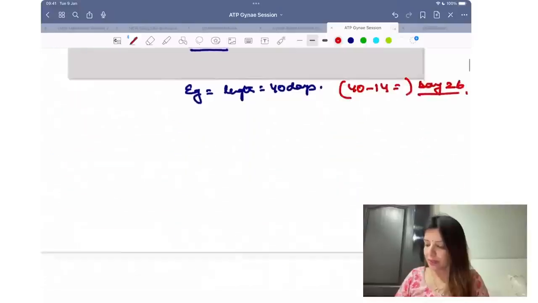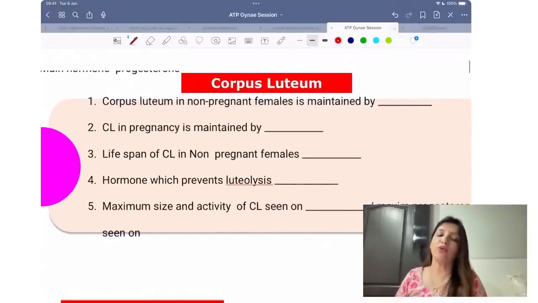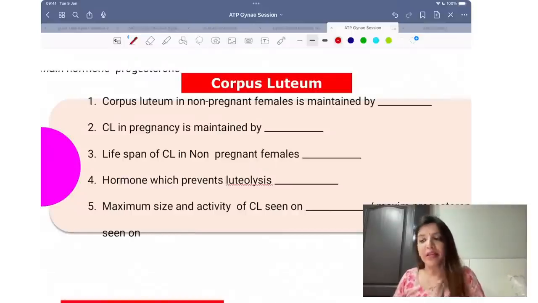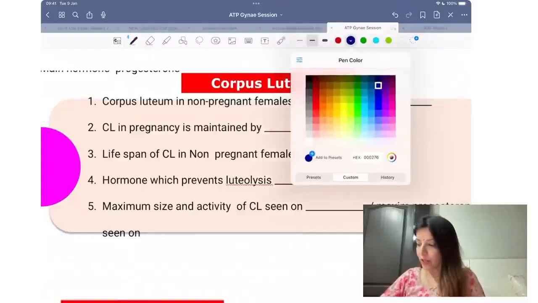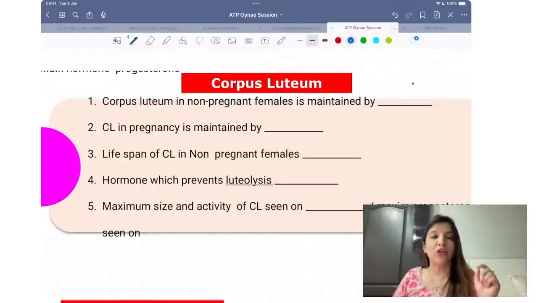Okay. Then, as I told you, ovulation means the primary oocyte is going to get converted into a secondary oocyte, and the follicle gets converted into corpus luteum. Now the questions which they ask you on corpus luteum. Number one question is, corpus luteum in a non-pregnant female is maintained by which hormone? Tell quickly.